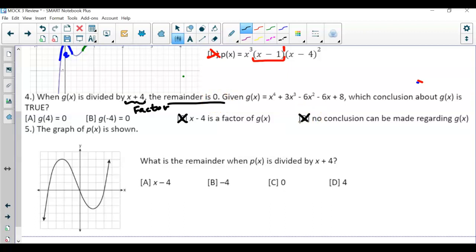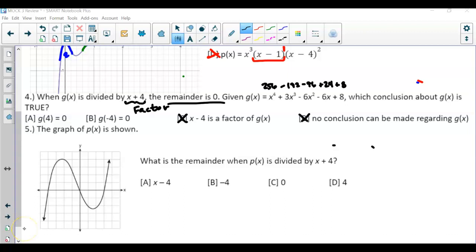Now here, if I were to plug in my factor here, we also have to understand that if we were to divide this, so let's say I were to use synthetic division, and we set up our coefficients, we get that remainder of 0. What did we always use? Well, we didn't use positive 4 when we did the division.